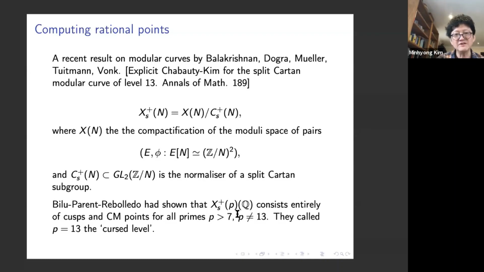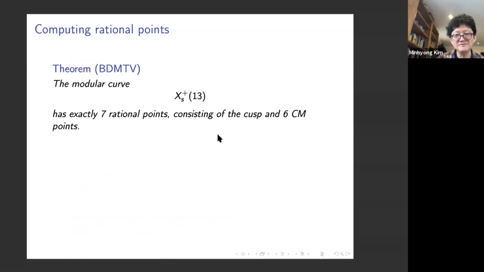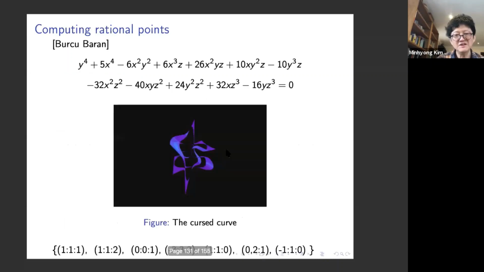So these five authors recently checked this. I'll skip this discussion of Serre's conjecture. And so this is the equation. I'll just show you this equation. This is the equation of the curve, which was found by Baran.